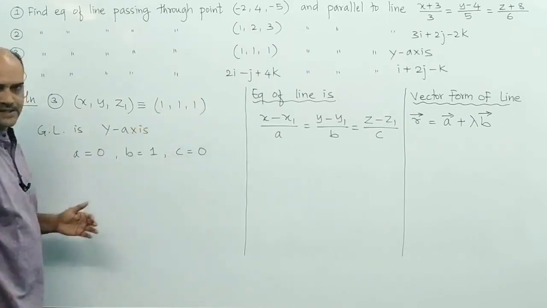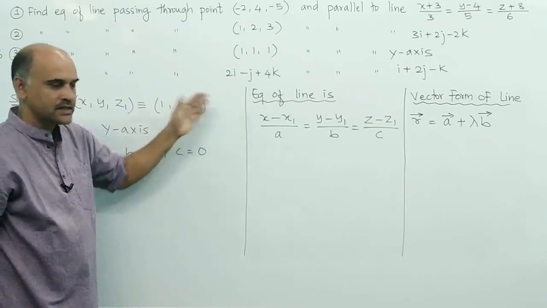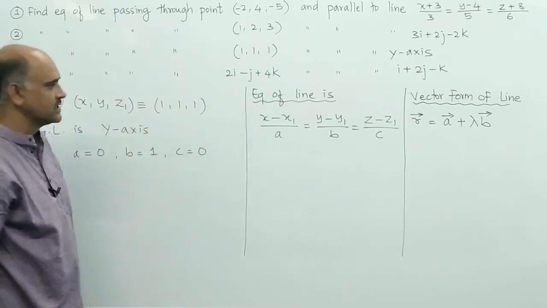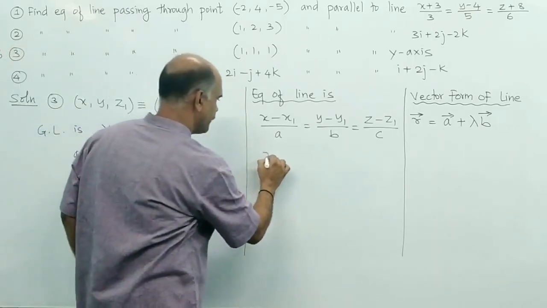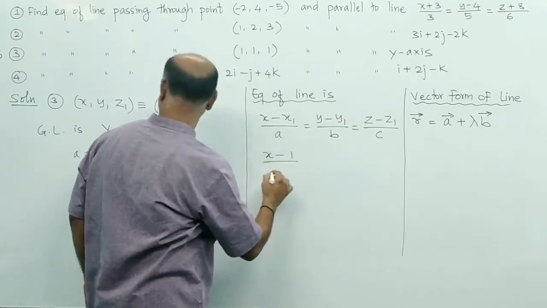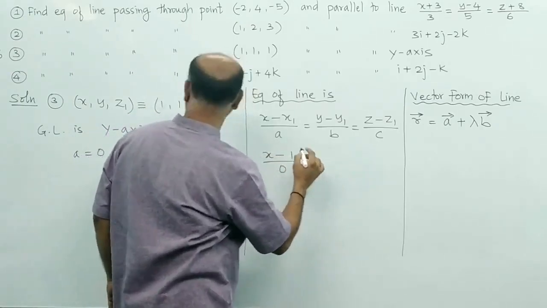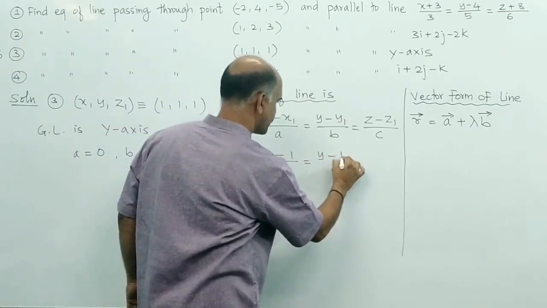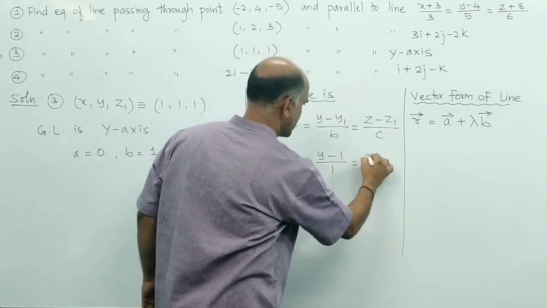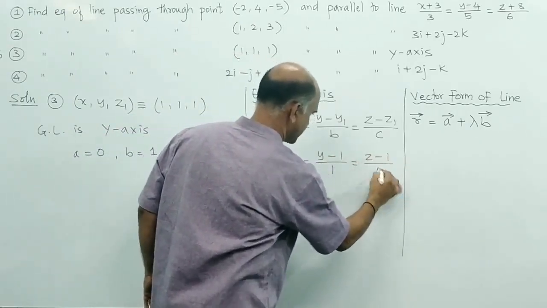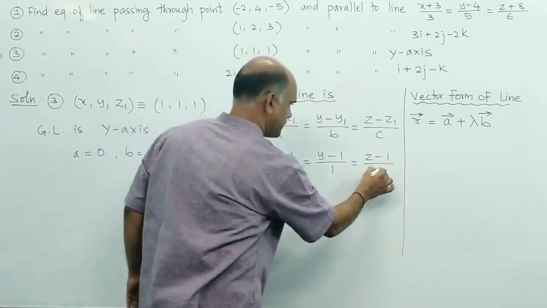Again further same steps. Write the equation, substitute the values. So equation of line will be x minus 1 by 0, y minus y1, y minus 1 by 1, z minus 1 by 0. So keep as it is.